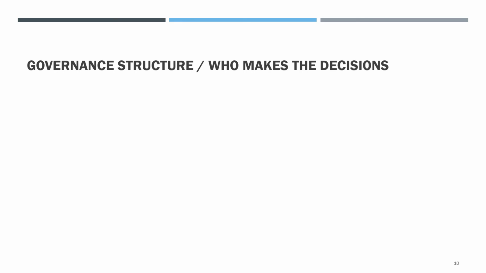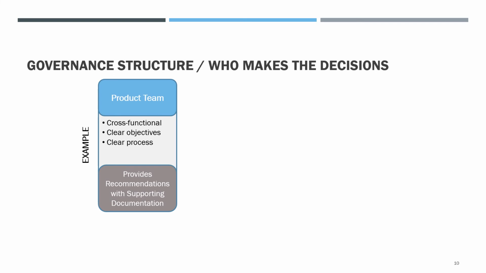Another element in decision-making is governance structure and who makes decisions in your organization. For example, product teams tend to be cross-functional with clear objectives and processes. Product teams may be empowered to make certain decisions at their level, and in cases where decisions need to be elevated, the team is responsible for providing recommendations with supporting documentation.